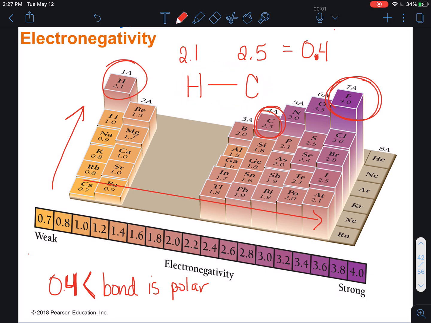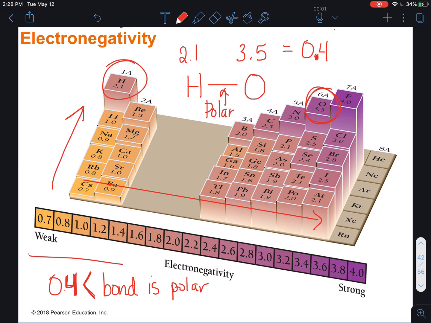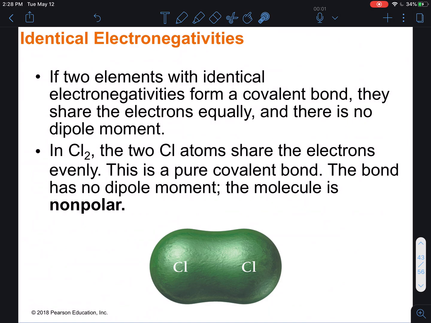But if we look at, let's say, the difference between hydrogen and oxygen, where oxygen is 3.5, you can see that the difference is much greater than 0.4. And since it's greater than 0.4, it is going to be polar. So if you're a numbers person, this is a way to evaluate whether or not a bond is polar. If you're not a numbers person and you're okay with just using the periodic trend, you can use that as well. But it's always important to evaluate individual bonds.